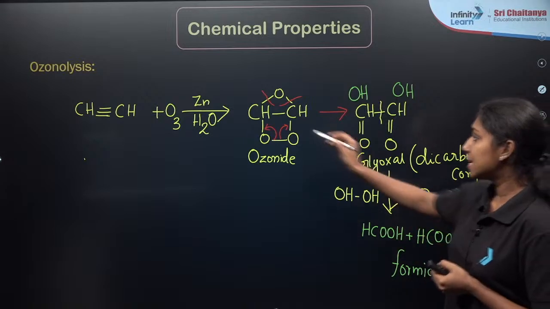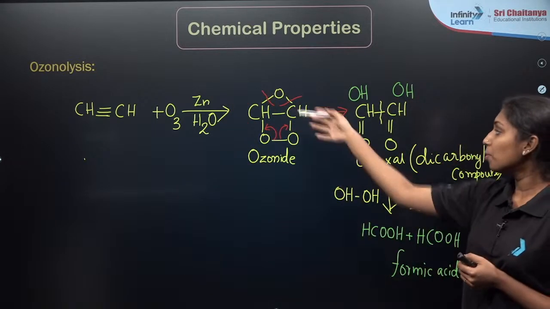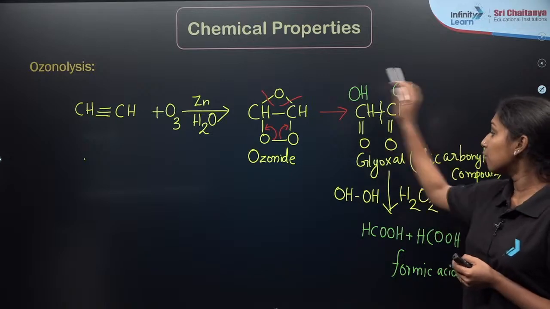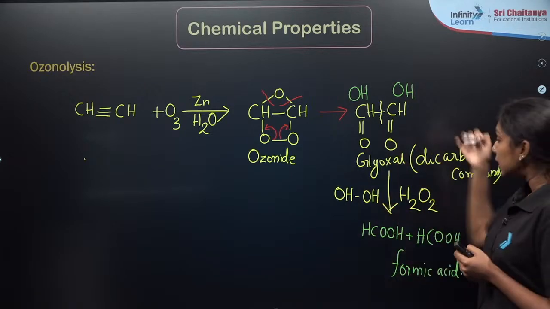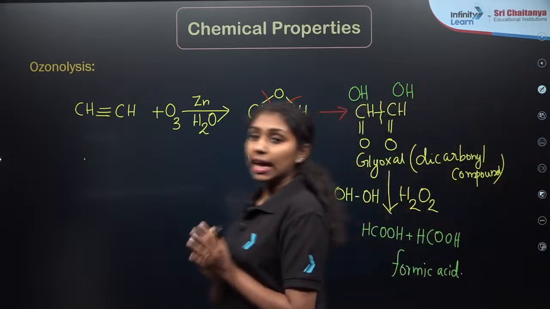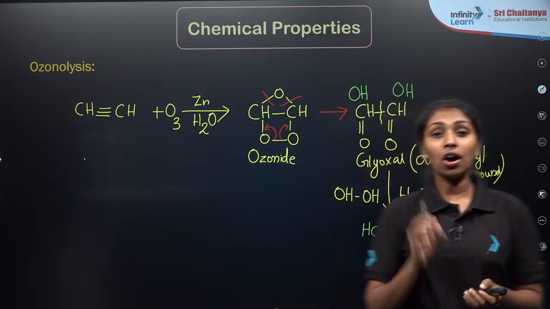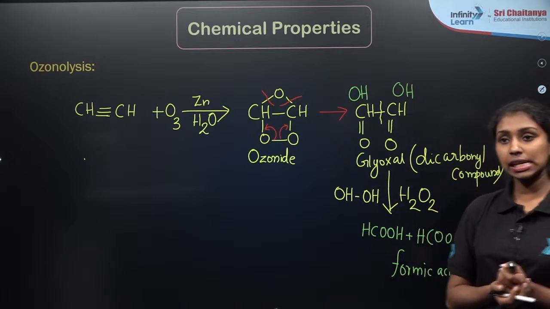Yes. If you are taking zinc and water here, we can call this a reductive ozonolysis. Simply the bond breaks and ozonide is forming. Here it will form the glyoxal molecule. And further, if you are reacting with the H2O2 molecule, a mild oxidizing agent, it will oxidize to form the corresponding carboxylic acid. So this is known as the oxidative ozonolysis. Is that clear?